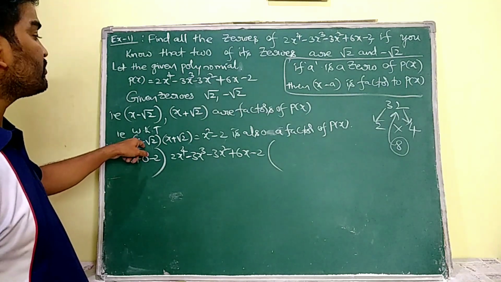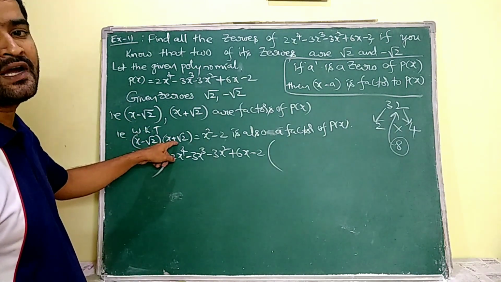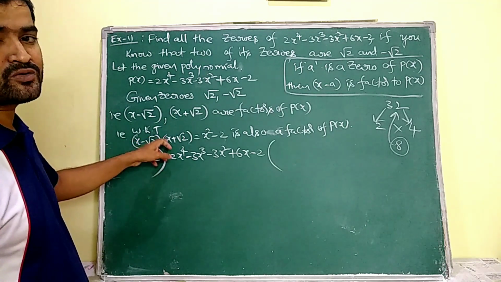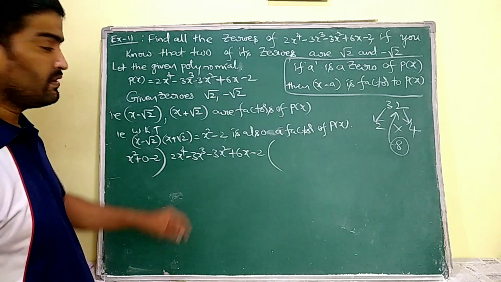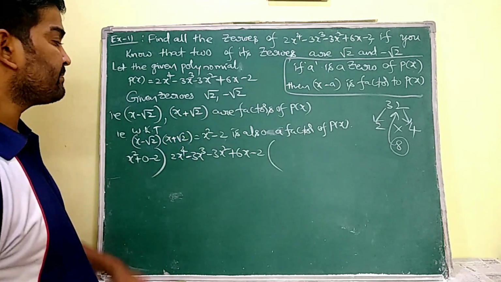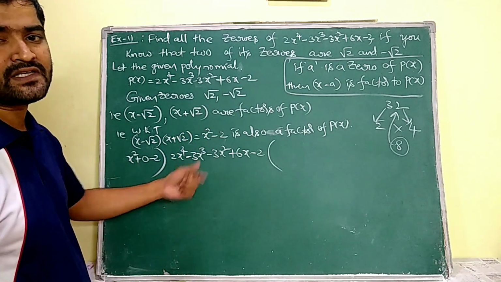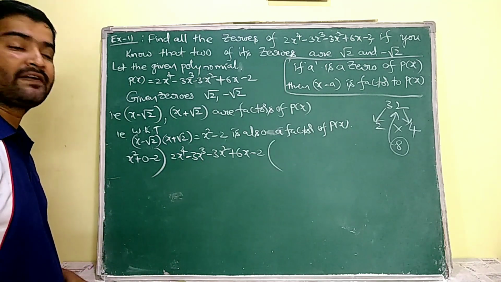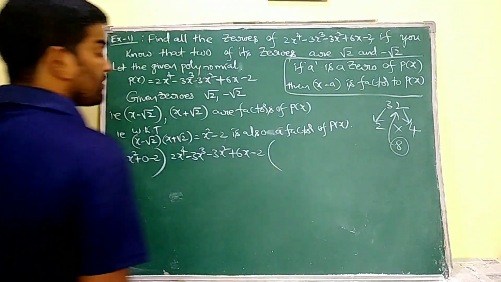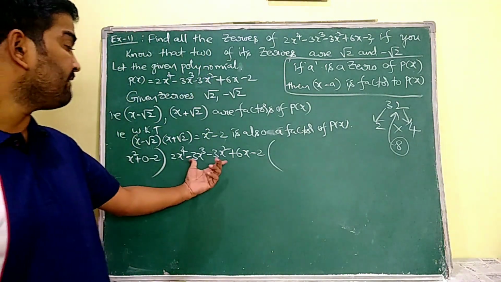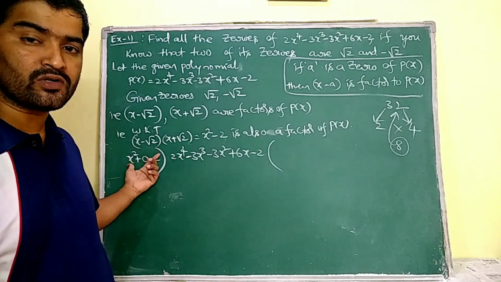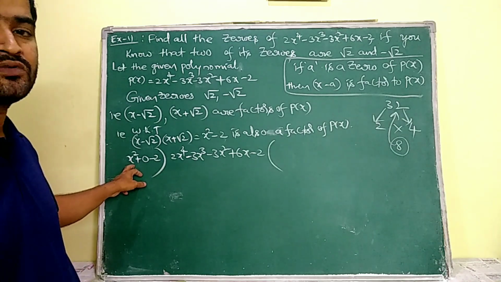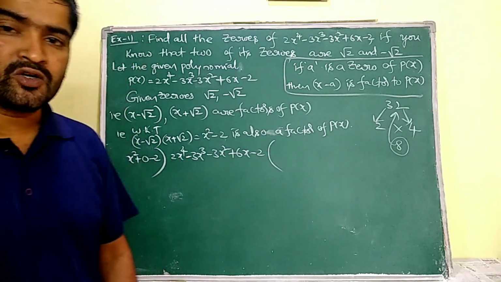Similarly, x minus root 2 into x plus root 2 is also a factor of this P of x. That is why I am writing x minus root 2 and x plus root 2, that is x square minus 2. So that means x square minus 2 is a factor of this P of x. By dividing P of x with x square minus 2, definitely I am going to get a quadratic equation in the quotient, because the degree of the dividend is equal to the degree of the quotient plus the degree of the divisor. Here the degree of the divisor is 2, so definitely the degree of the quotient is 2.